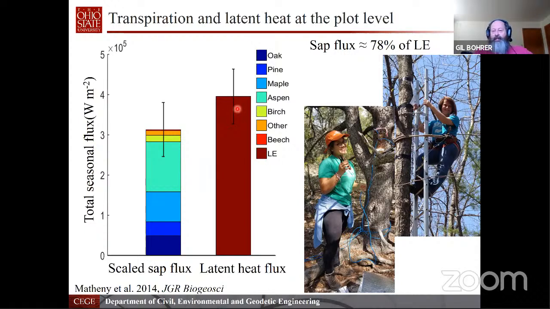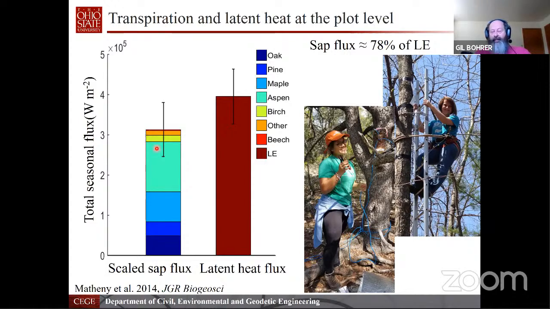So eddy covariance measures total ET. And total ET is soil evaporation, evaporation from leaf surfaces, and the transpiration of trees. But you don't know what species does what. With the sap flux, we are measuring only transpiration. But because it's coming from individual trees, we can scale it to represent the species-specific transpiration.